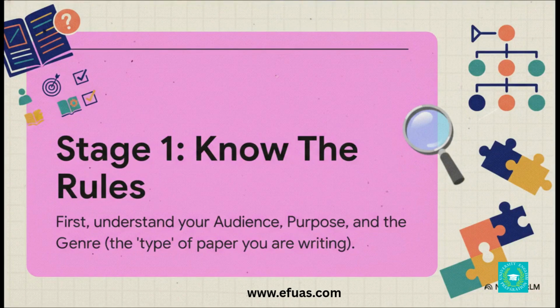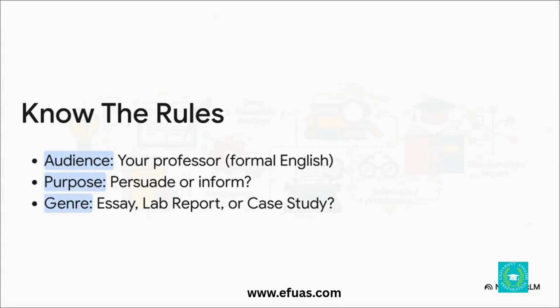Before you write a single word, you just need to answer 3 pretty simple questions. Think of it like a checklist to make sure you're starting on the right path. First up, who is your audience? Well, it's your professor, and that tells you that you need to use formal academic English. Simple. Second, what's your purpose? Are you trying to persuade your professor to agree with you, or are you just trying to inform them about a topic? And third, what is the genre? That just means the type of paper. You see, an essay is totally different from a lab report. Knowing these 3 things is your first and most important step.